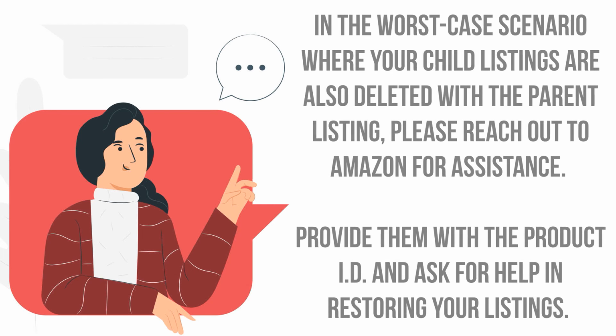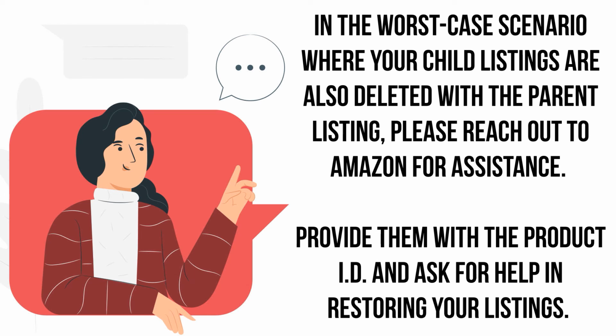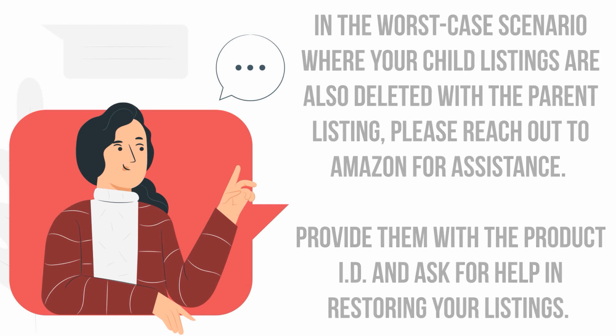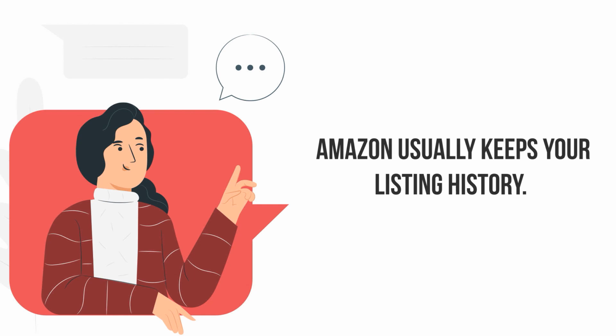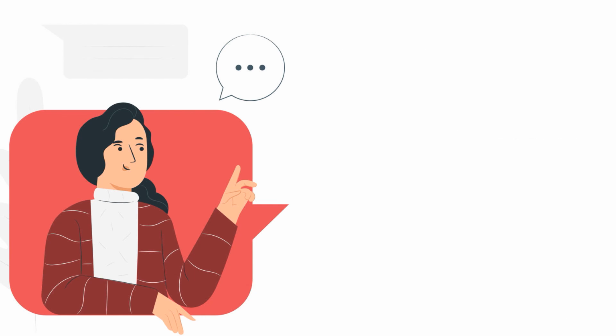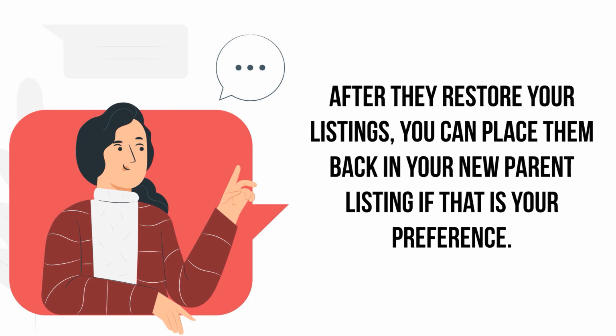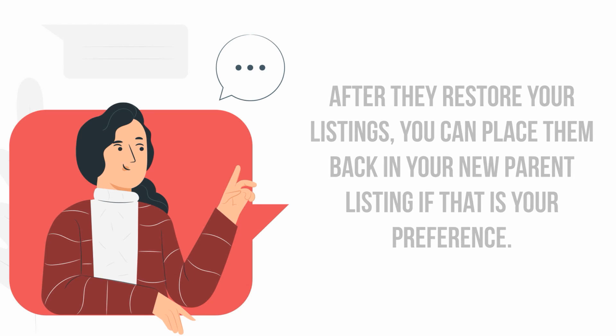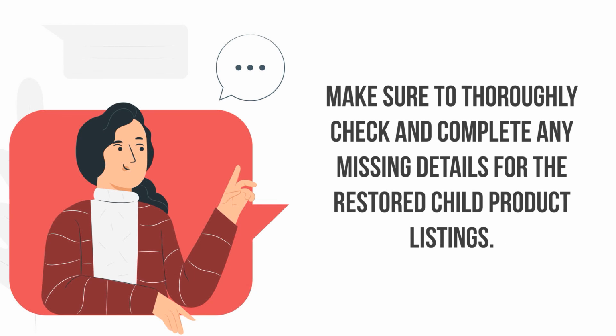In the worst-case scenario where your child listings are also deleted with the parent listing, please reach out to Amazon for assistance. Provide them with the product ID and ask for help in restoring your listings. Amazon usually keeps your listing history. After they restore your listings, you can place them back in your new parent listing if that is your preference. Make sure to thoroughly check and complete any missing details for the restored child product listings.